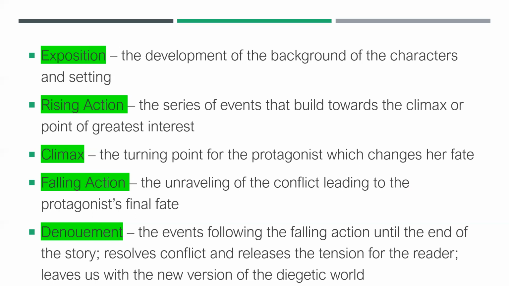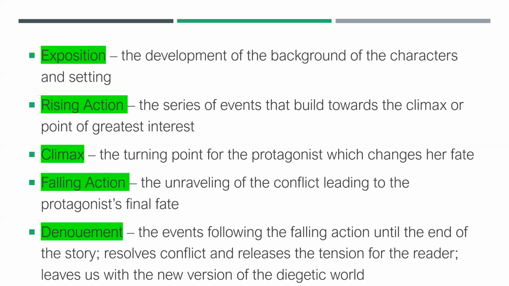After that is the falling action. The conflict unravels as things move towards the final fate. So, what is the aftermath of the fight, the conflict? If it's maybe an internal conflict, this is maybe the point at which the protagonist asks for help or realizes they have a problem, and the falling action is them then coming to terms with that problem.